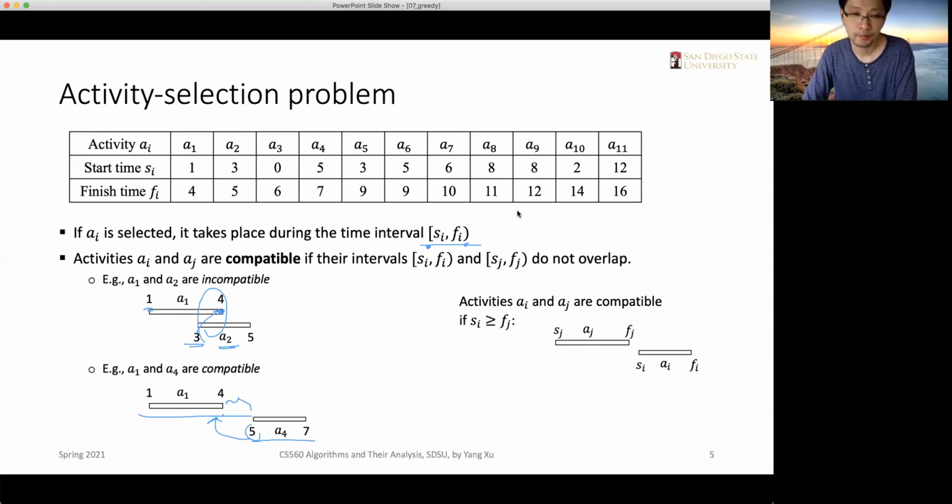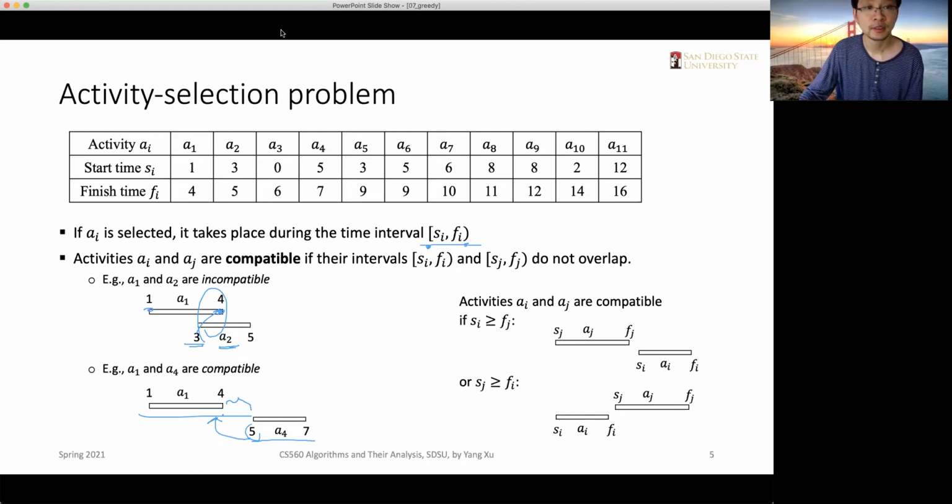So generally speaking, we can compare the starting time of one activity with the finish time of the other activity. Say if the starting time, Si, is greater than or equal to Fj, which means I starts after J is finished, then apparently this is a compatible case. Or in the other case, if it's the other way around, if J starts after I is finished, then that is also okay.